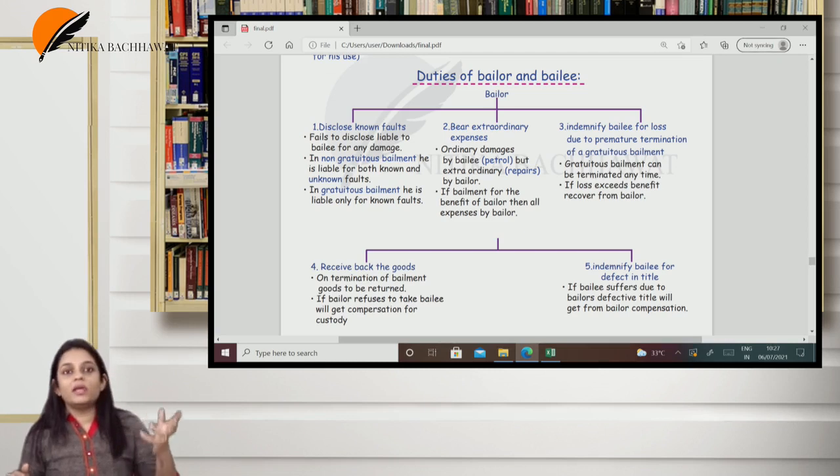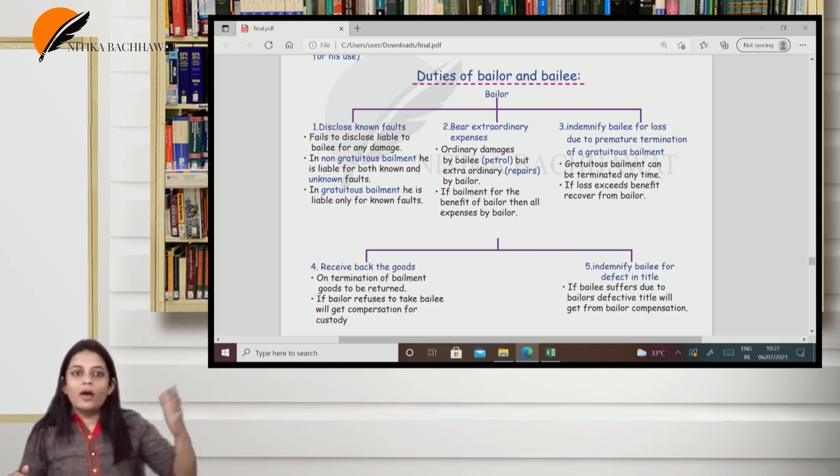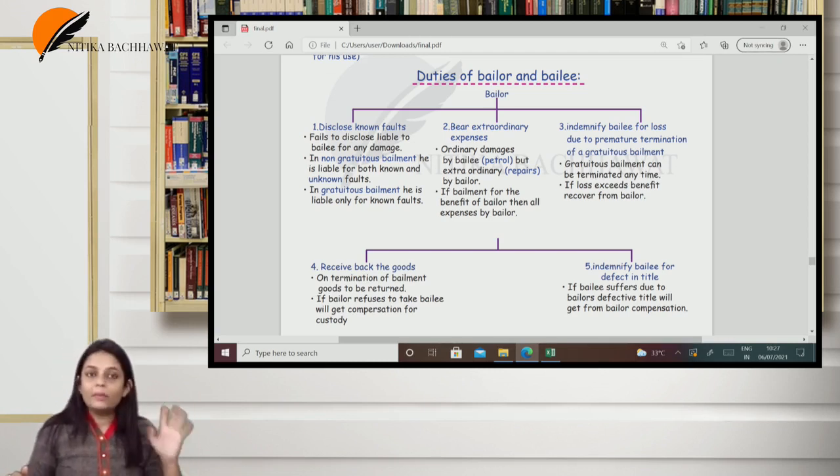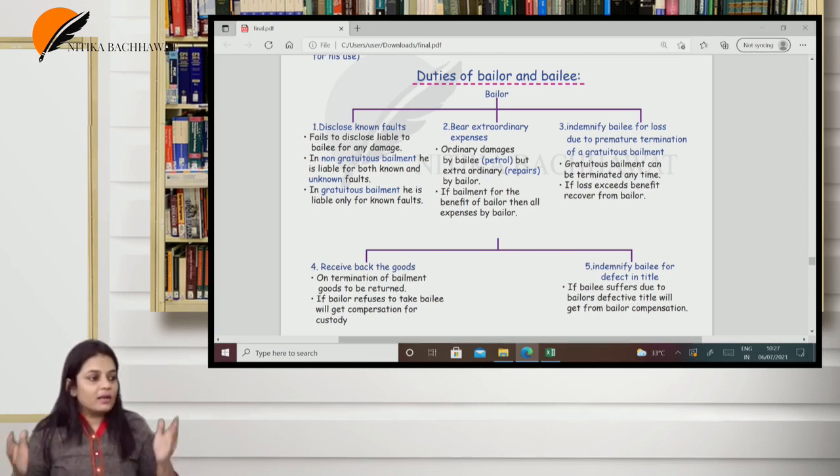So let us say when you take a car on rent, okay, when you have these Zoom cars and all, so you have to pay the price of the petrol, you have to fill up the petrol. But if something happens to the car, it breaks down, are you going to pay that charges? No, that will be paid by the Zoom company.